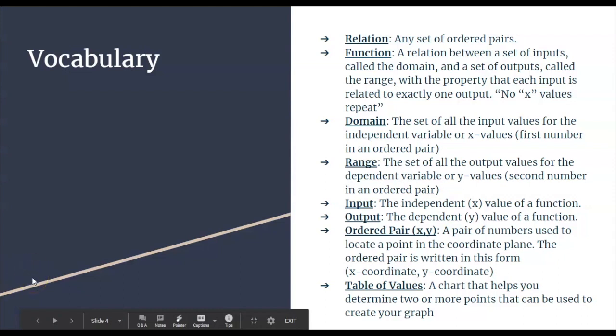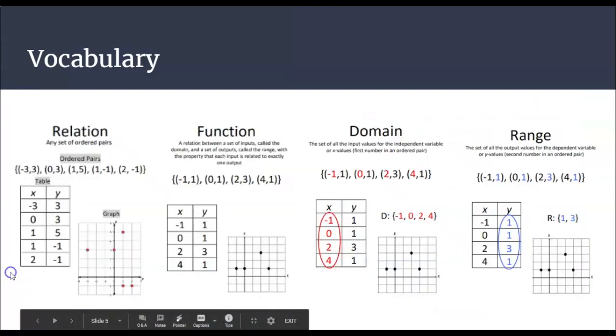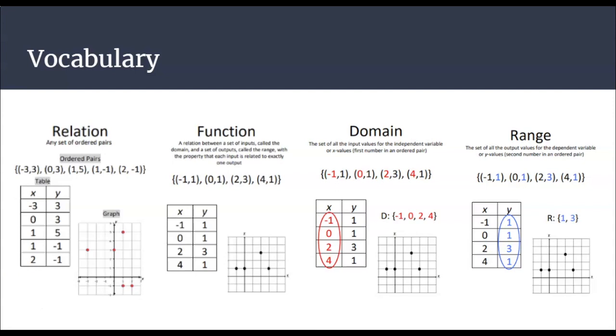Here's the vocabulary that we will be using for today's lesson. Today, we will again be looking at relations and functions, specifically looking at the domain and range, and we'll also talk about sets of ordered pairs. Just as a reminder, a relation is simply a set of ordered pairs, and they can be written in three different formats: a set, a table, or a graph.